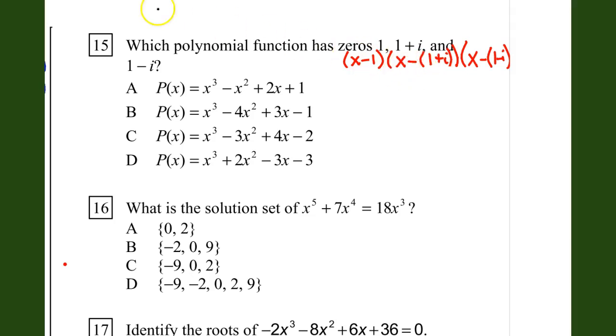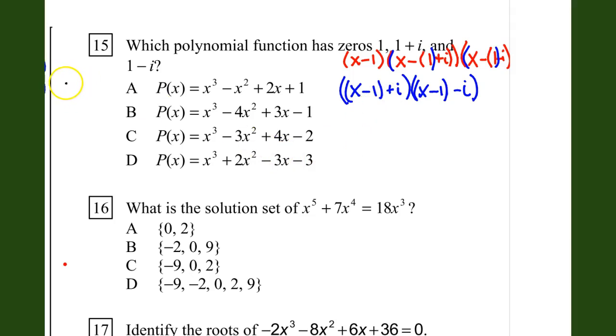What I'm going to do is actually regroup these, the x minus 1's together. So I can write it as (x minus 1) plus i. That's one term. And then we have another one of (x minus 1) minus i. There we go. So this way, it's a little bit easier. It kind of looks like a difference of squares.